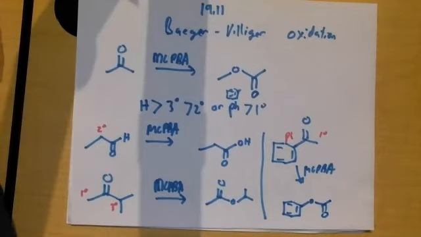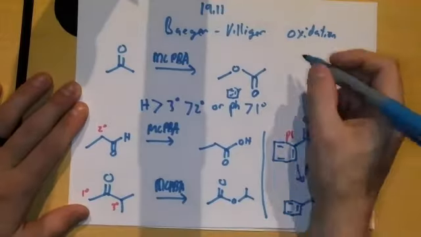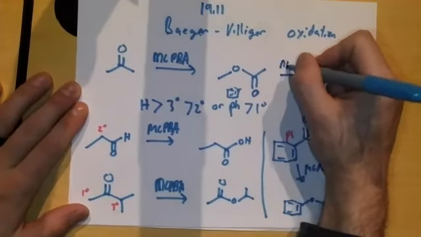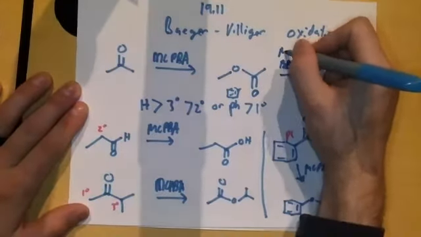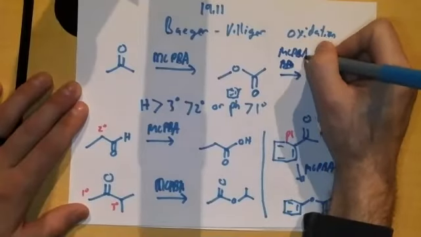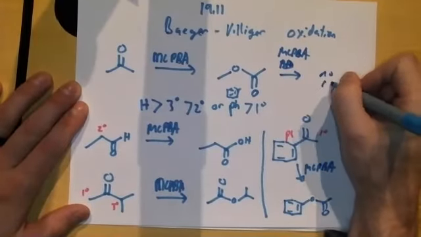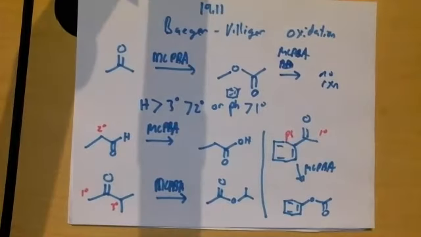Someone asked if you had excess, would it add to both sides? I don't think this actually works with carboxylic acids or esters. So if you added more MCPBA, you're going to end up getting no reaction. It won't just keep oxidizing forever.